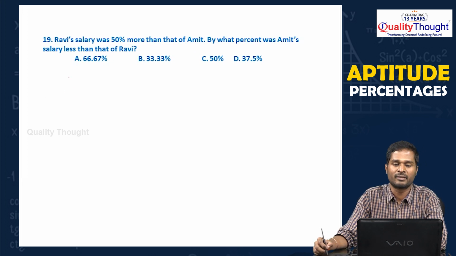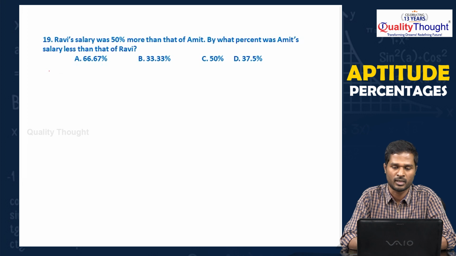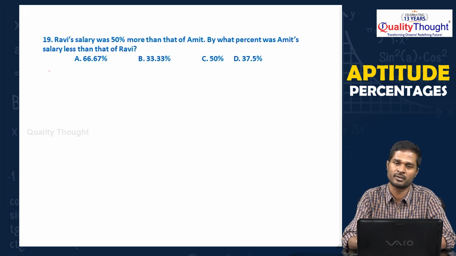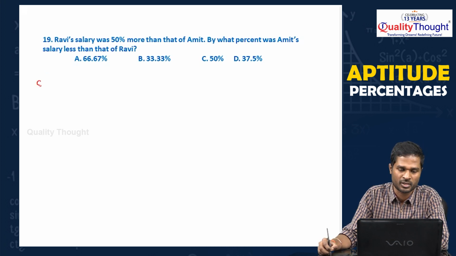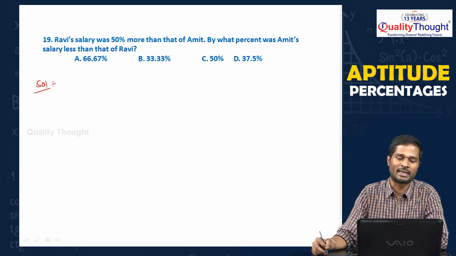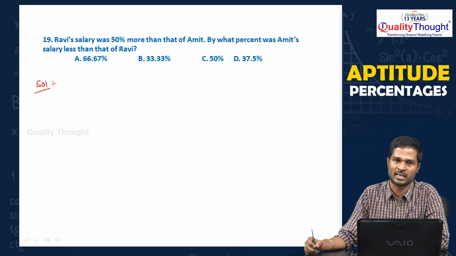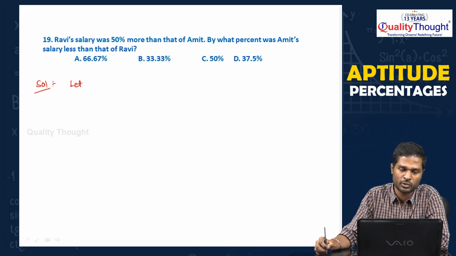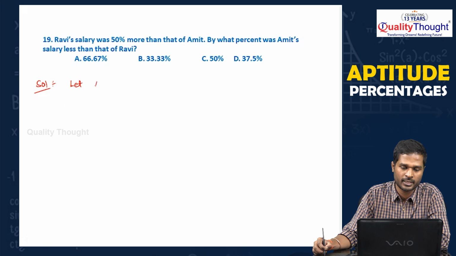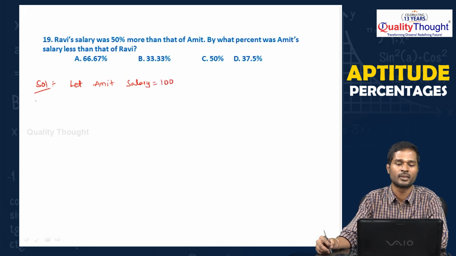Check the question. Ravi's salary was 50% more than that of Amit. By what percentage is Amit's salary less than that of Ravi? Very simple. We have seen this kind of question already, right? So in this question, Ravi's salary is being compared with Amit's salary. So any unknown value we can take. Let Amit's salary be 100%. Consider it as 100.